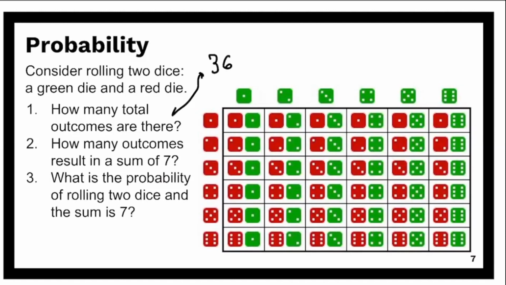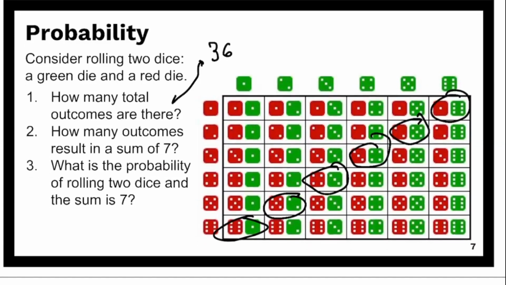How many outcomes result in a sum of 7? So now we're looking at a specific event. A sum of 7 would be 6 and 1, 5 and 2, 4 and 3, and then switching around those numbers for each die. So overall, we have 1, 2, 3, 4, 5, 6 total outcomes that result in a sum of 7.